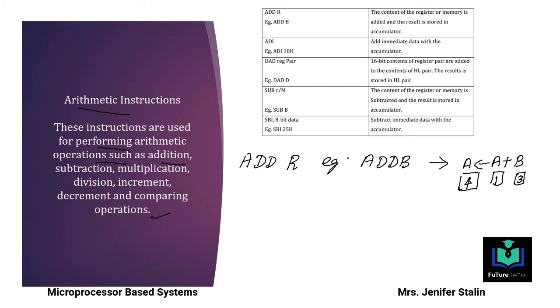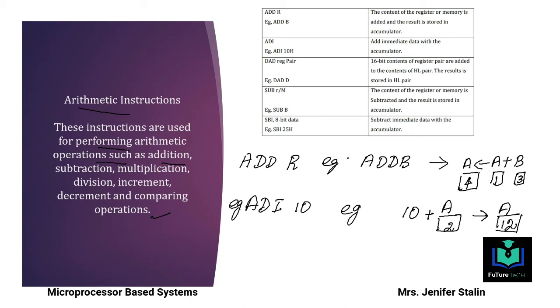The next addressing mode is ADI followed by the data. Let's say the example is ADI 10. At the end of this instruction, the immediate data 10 is added with the content which is present in the A register, and the result is stored back in the A register. Let's say the content is 2. So 10 plus 2 will be 12 at the end of this instruction.